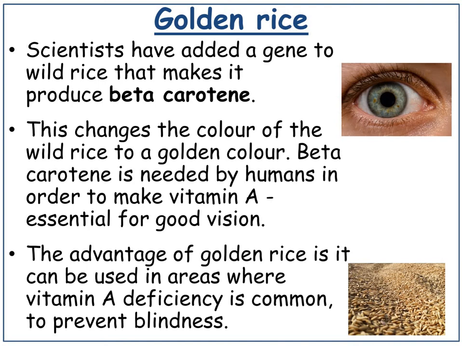Golden rice. Scientists have added a gene to wild rice that makes it produce beta-carotene. This changes the colour of the wild rice to a golden colour, and beta-carotene is needed by humans in order to make vitamin A, which is essential for good vision. The advantage of golden rice is it can be used in areas where vitamin A deficiency is common to prevent blindness.